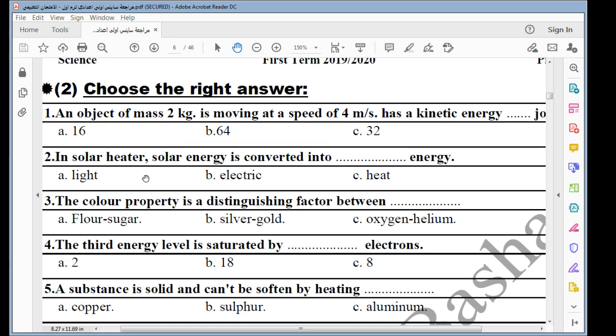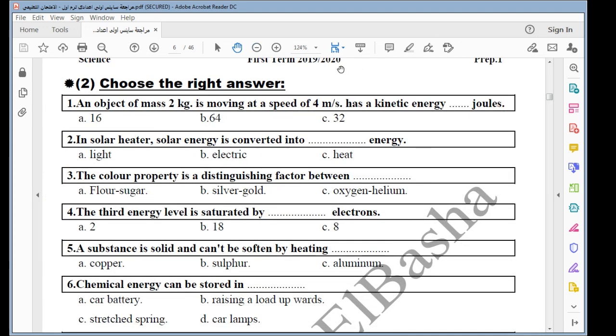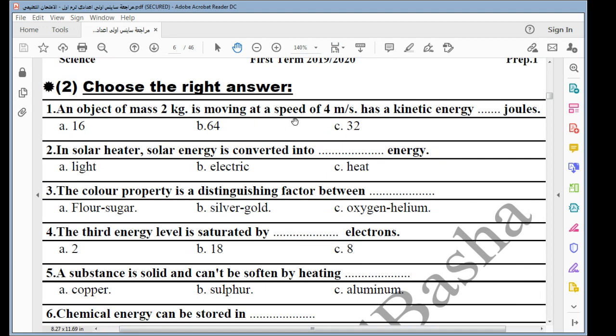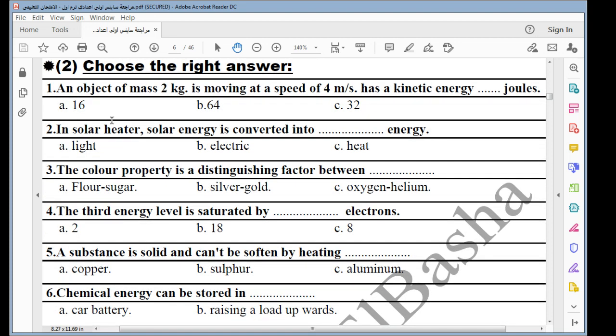Choose the right answer. An object of mass 2 kilogram is moving at a speed of 4 meter per second, has a kinetic energy of this many joules. Is it 16, 64, or 32? I'll give you one second to answer this. Of course, it will be 16. You can pause the video if you didn't have time to calculate and solve it again.